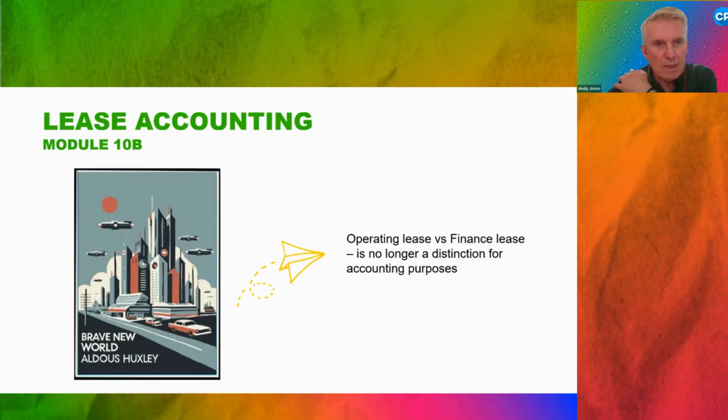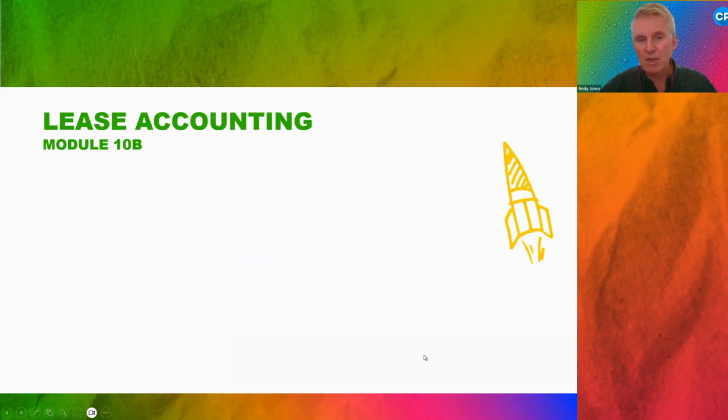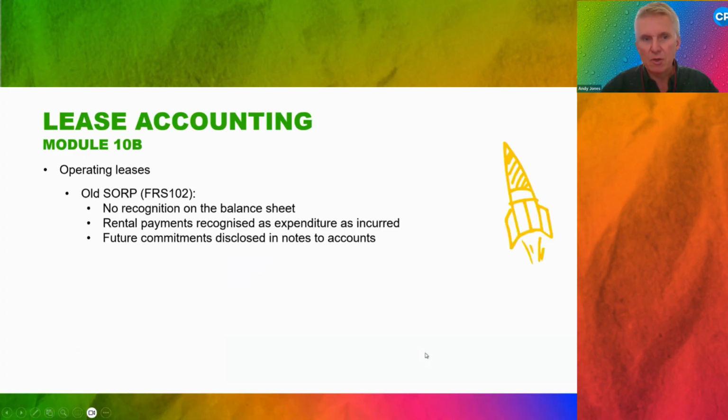Under the old SORP, the existing SORP, at the moment, for operating leases, there's no recognition of those on the balance sheet. It's all off balance sheet. You make rental payments under the lease. Those are recognised as expenditure as they're incurred, as they're paid. And any future commitments under those leases are disclosed in the notes to the accounts. That's what everyone's been used to for a long time under the existing SORP.